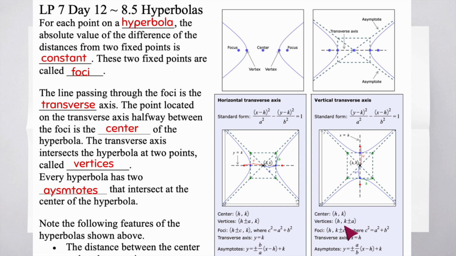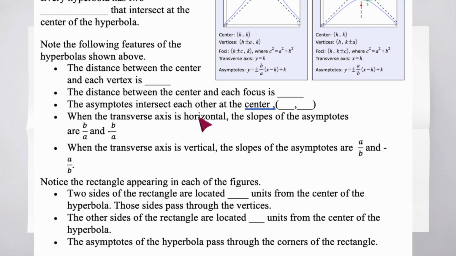So if you take a look at the vertical one, really the only thing that changes is now instead of going right and left, we're going up and down. So now the h stays in both the vertices and the foci, and we're going to go up or down by a factor of a or a factor of c. The transverse axis is now x equals h because it's a vertical line instead of a horizontal line. And now our asymptote is just a little bit different because it was b over a, now it's a over b. So it changes slightly based on the direction of the hyperbola. Okay, so let's go ahead and keep moving here.